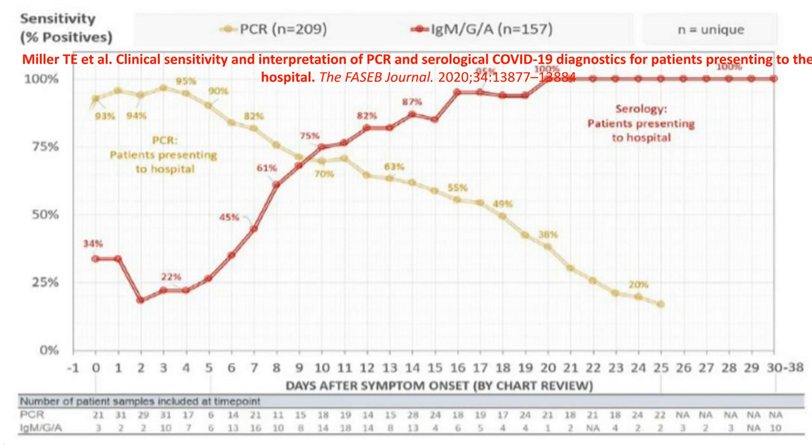Miller from Boston then instituted the policy that everybody admitted to their hospital would have RT-PCR and antibodies tested. They found that in the first 9 days, RT-PCR was the most sensitive test for making a diagnosis. But thereafter, antibodies were better for making the diagnosis, while RT-PCR sensitivity fell.